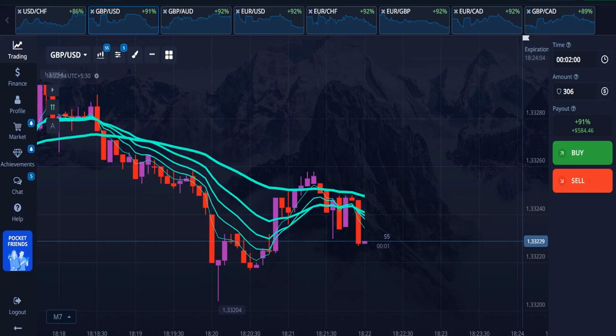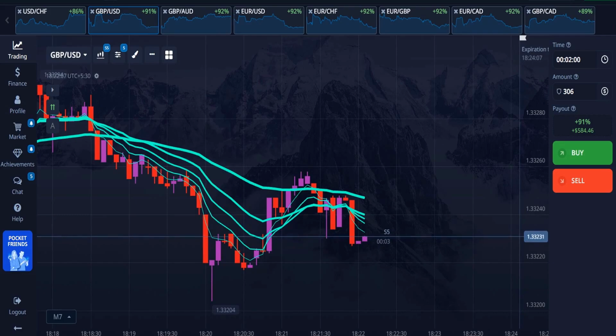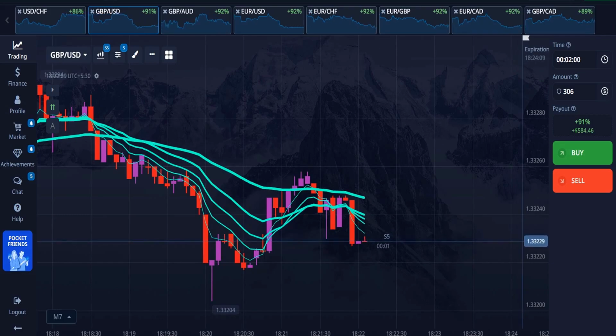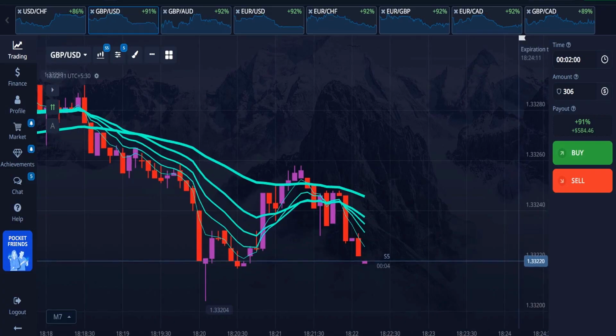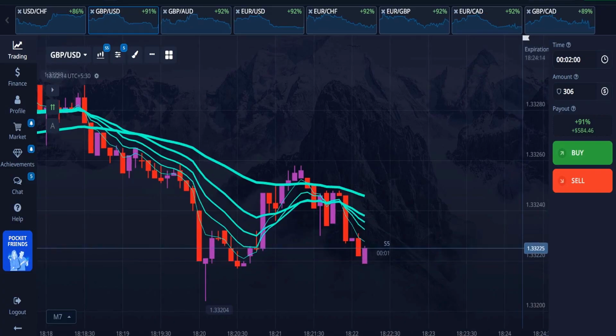Always remember, never rush the entry. Wait for all 5 EMAs to align in perfect order and confirm momentum before taking a trade. This one rule alone can change your win rate dramatically.